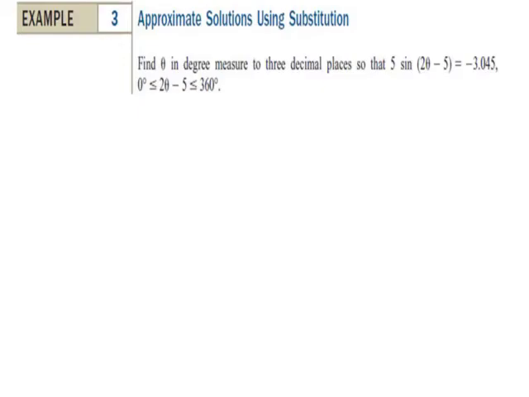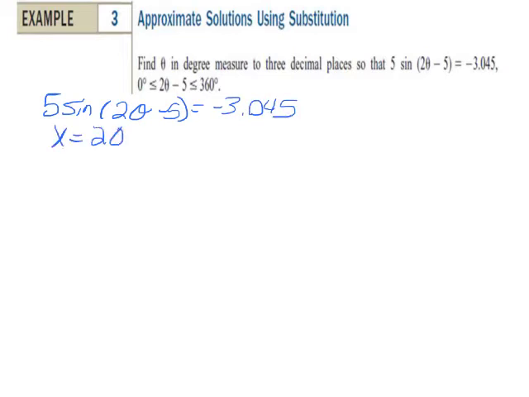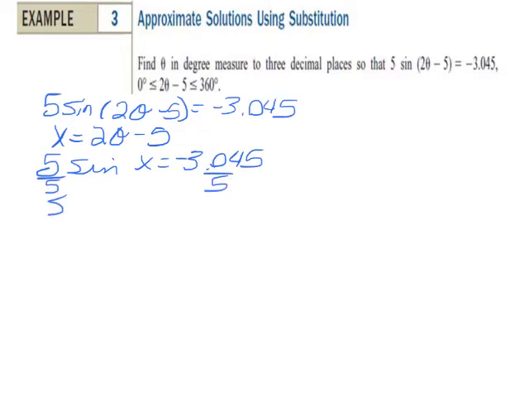Okay, so example 3, we're going to take our equation of 5 sine of 2 theta minus 5 equals -3.045. Let's make x equal to 2 theta minus 5. So now we have 5 sine x equals -3.045, and we want to find sine x. So divide by 5, divide by 5.